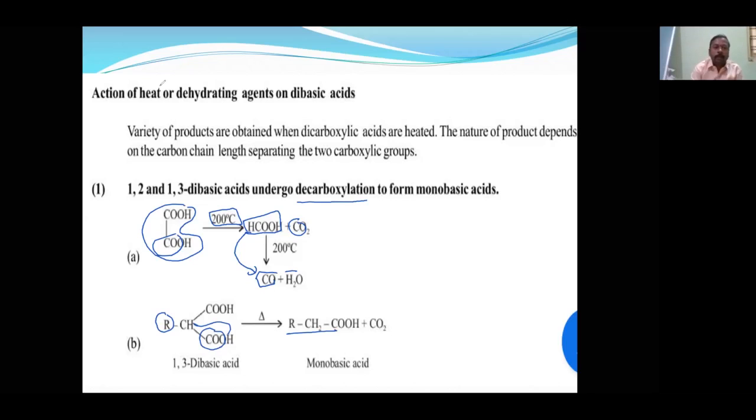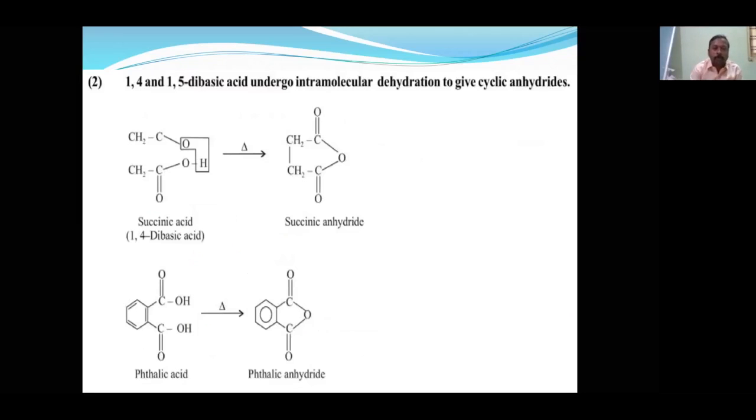Okay, now let's see the next one. 1,4 and 1,5 dibasic acids undergo intramolecular dehydration. Actually, there is a print mistake here. This is one molecule only, but one, two, three, four: the second acid is on the fourth carbon atom. So in that, a water molecule will be removed from the one molecule. That's why it is called intramolecular dehydration. This is succinic acid. The product is called succinic anhydride.